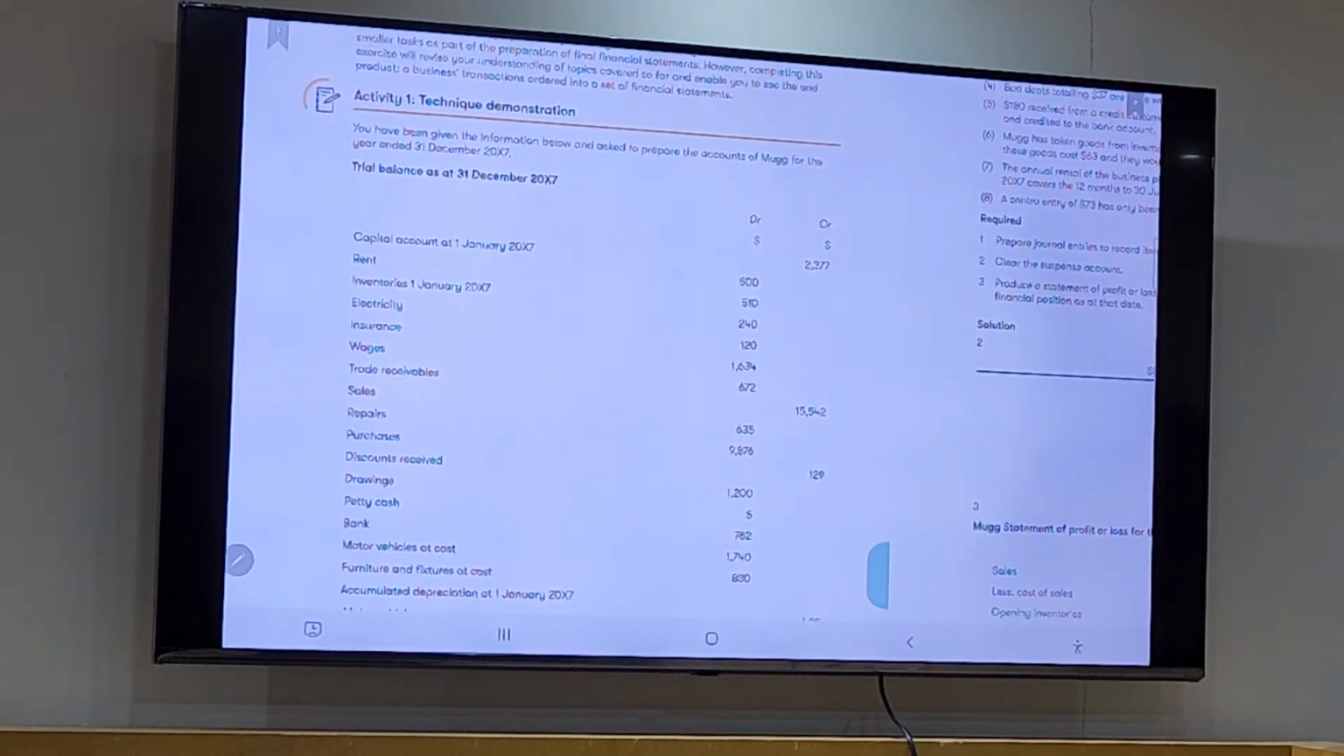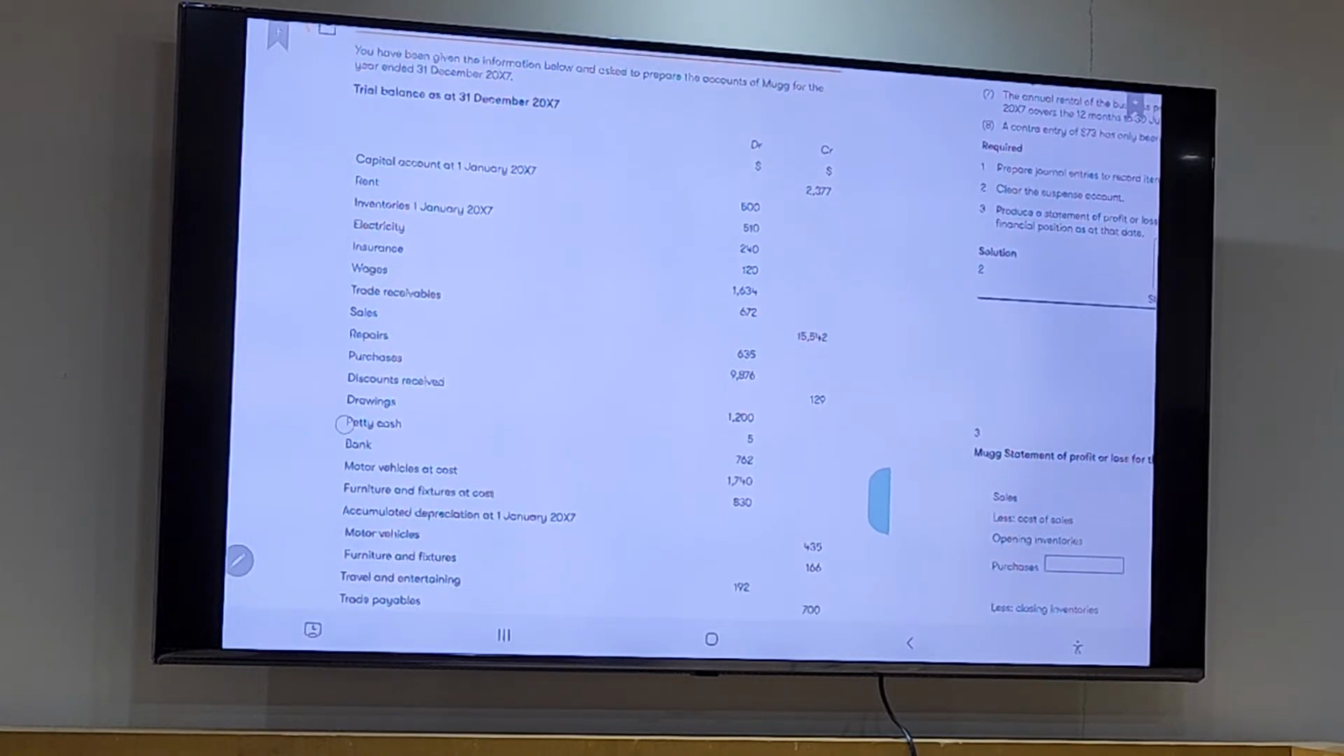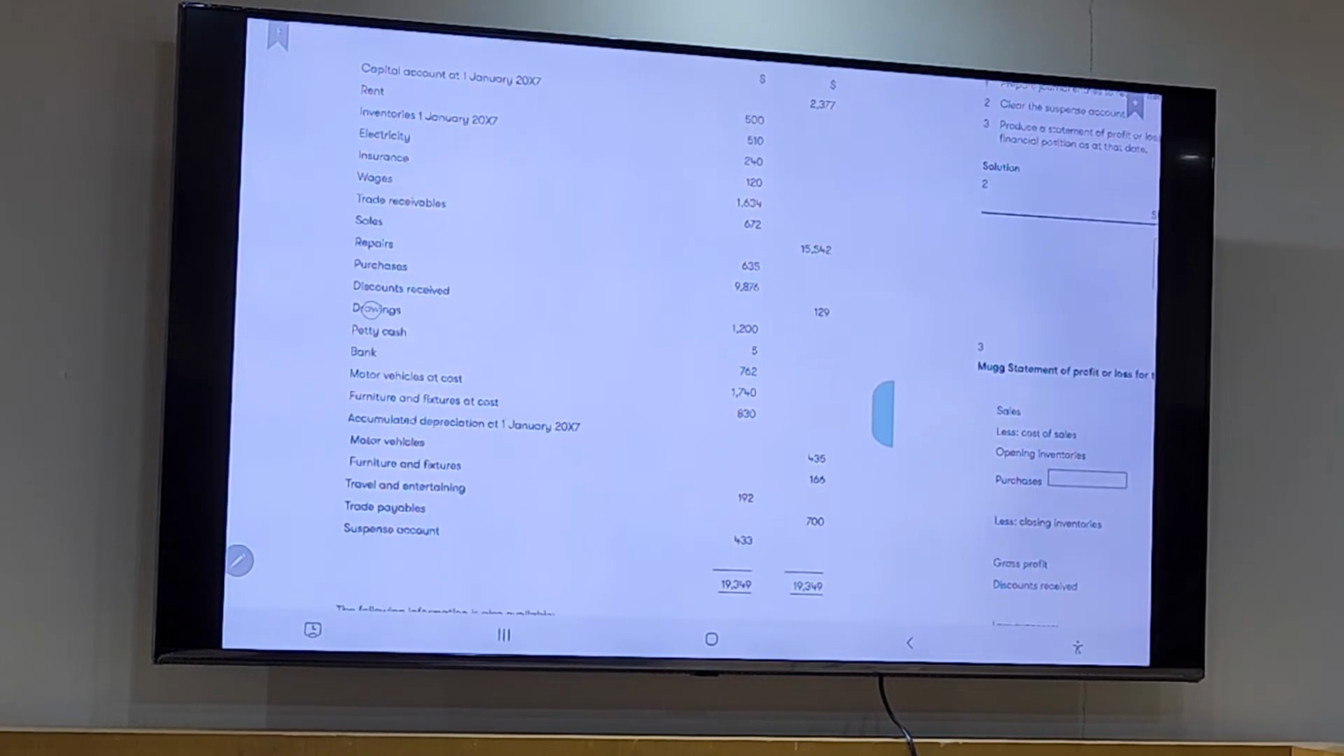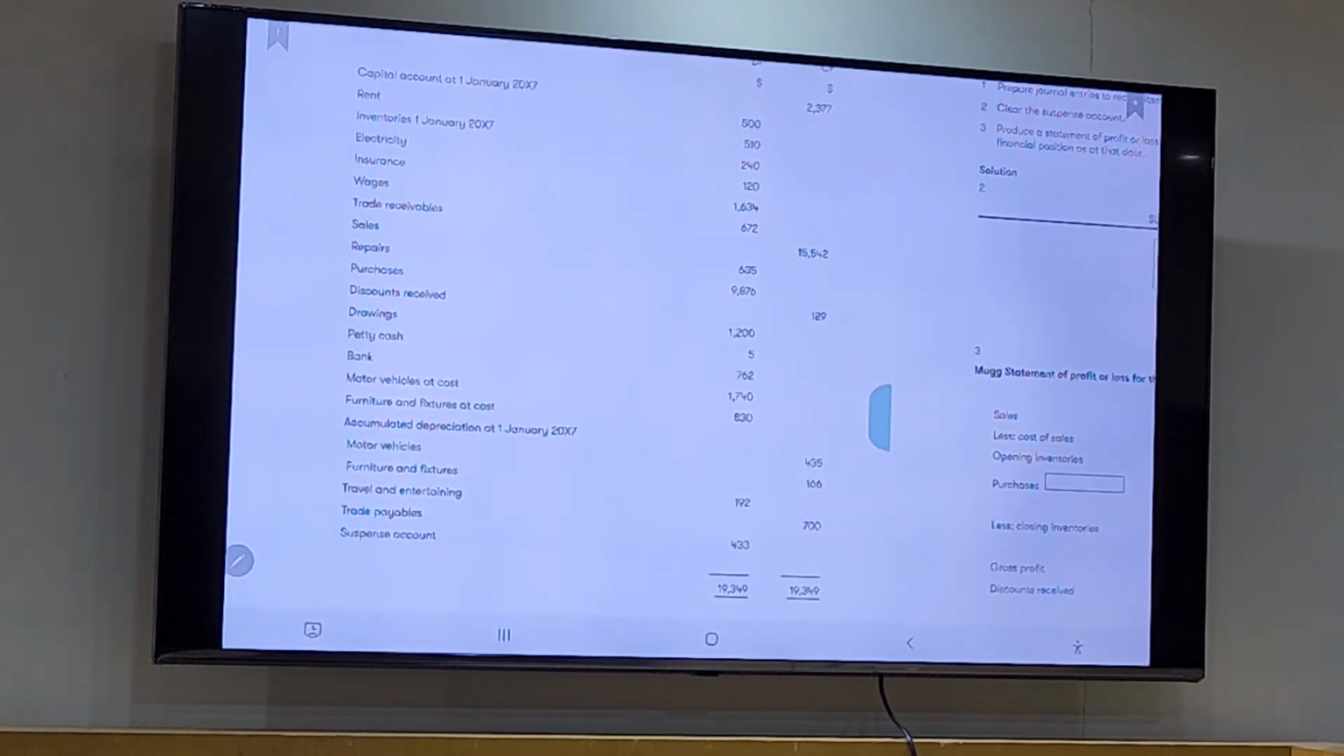We have been given the information below and asked to prepare the accounts of MUG for the year ended 31st December 2017. This is the trial balance: capital, rent, inventory, electricity, insurance, wages, trade receivables, sales, repairs, purchases, discount received, drawings, petty cash, bank, motor vehicle at cost, furniture and fixtures at cost, accumulated depreciation at 1 January 2017. That's the opening balance. Motor vehicle and furniture, travel and entertaining, trade payable, and also we have a suspense account.